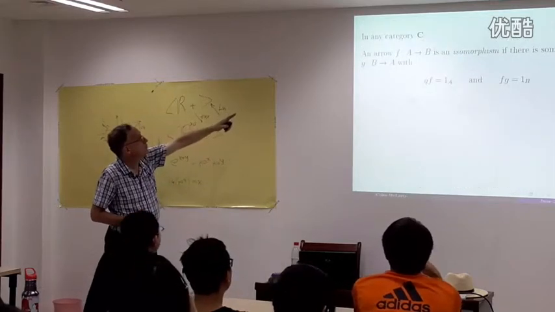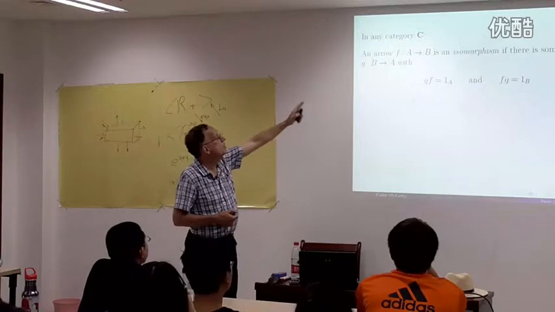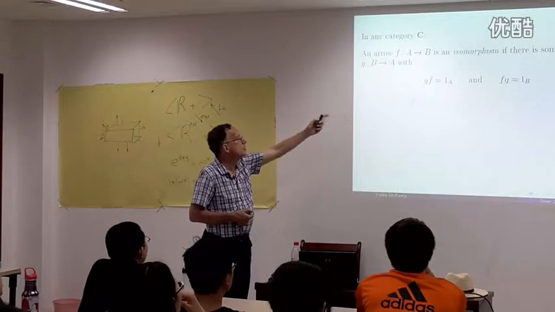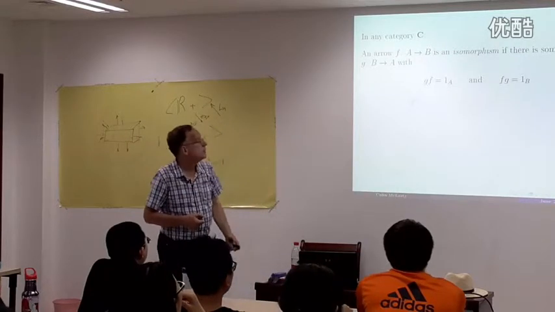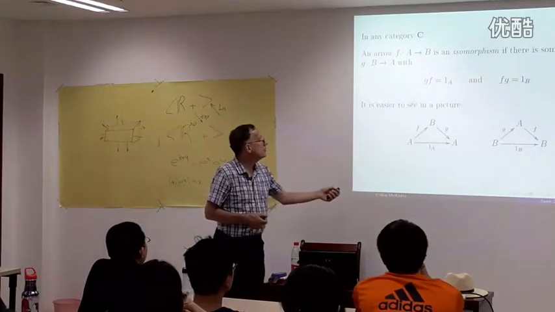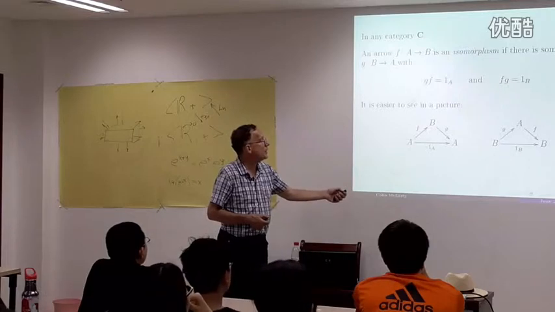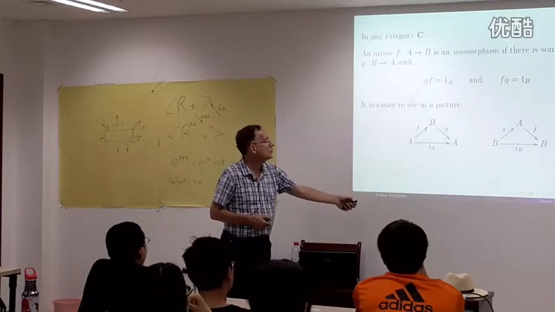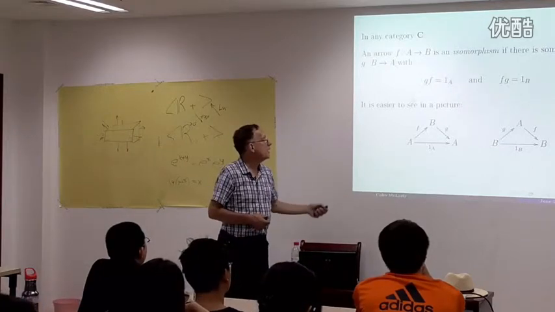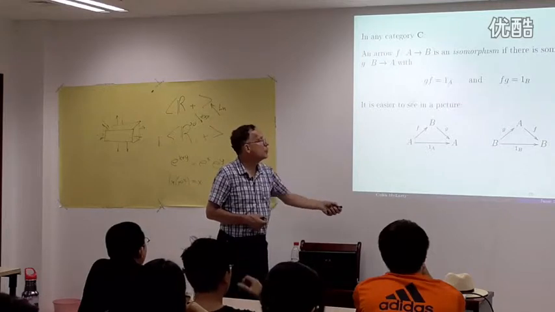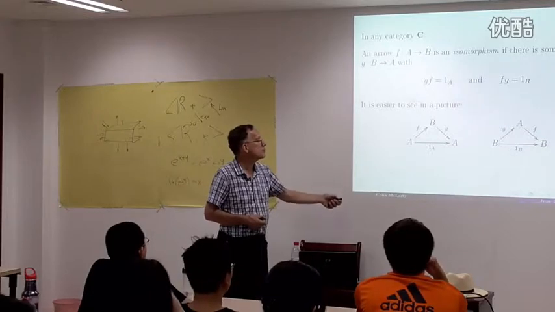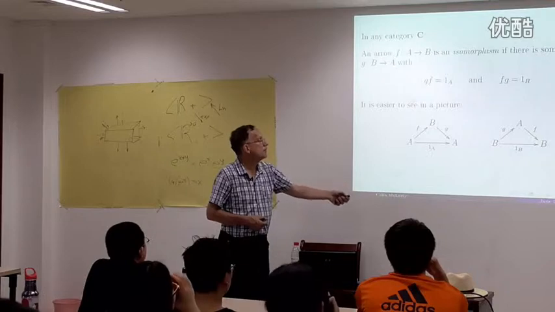In any category C, an arrow F from A to B is an isomorphism if there's some arrow G from B to A, so the composite one way is the identity on A, the other is the identity on B. To me, it's easier to see it in a picture. To say that this is an isomorphism means there's some arrow the other way, so the composite is the identity, and having done them in the opposite order, the composite is also the identity. There's some arrow G that exactly undoes F, no matter which one you did first. Do F first, then G, that's the identity on A. Do G first, then F, that's the identity on B.